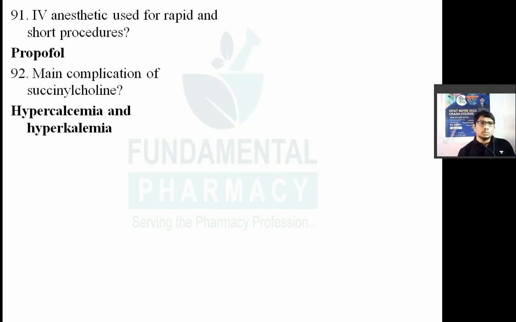Why? Due to blockage of your neuromuscular junction, there is more release of potassium from inside the cell. So that increases the potassium level of your body, so hyperkalemia. It also increases the calcium level by releasing more calcium from the sarcoplasmic reticulum. So hypercalcemia and hyperkalemia are the main complications of succinylcholine.